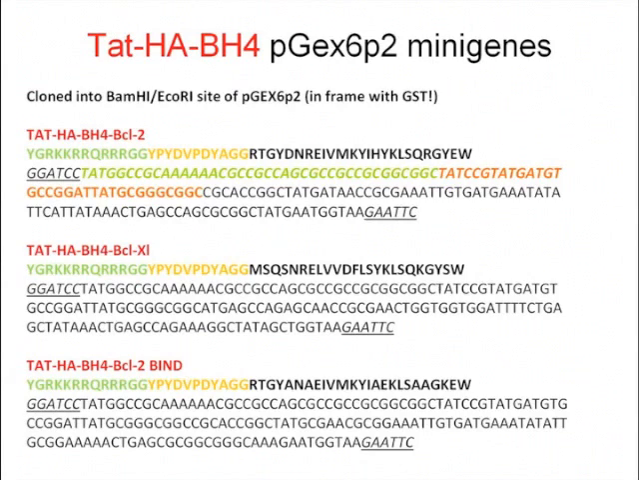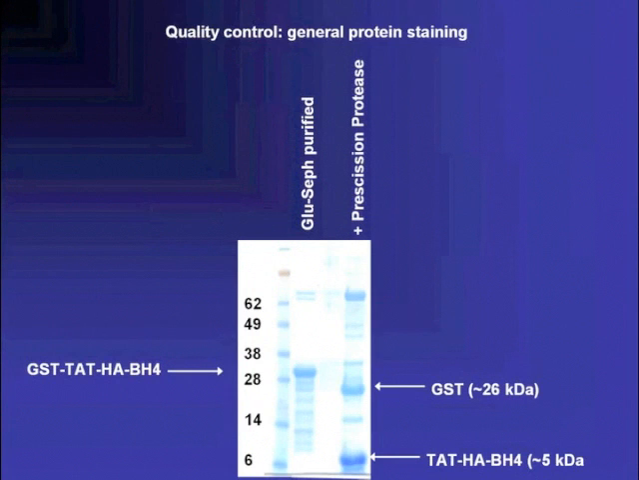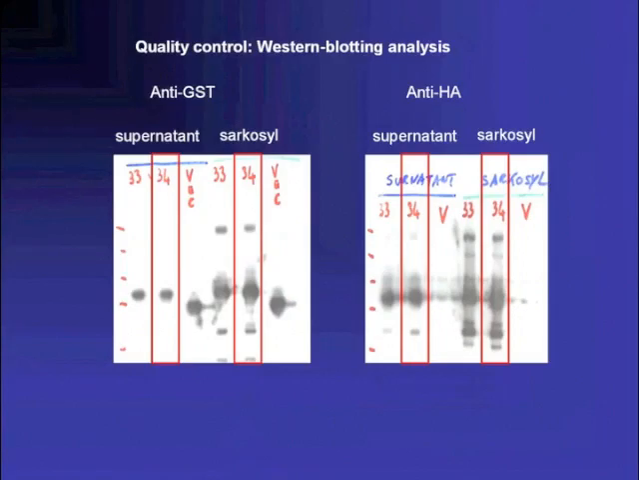This is just the 3 mini-genes we ordered and used in frame, in which we then have the different tags and the sequences present, including a stop codon in between these restriction enzyme sites, just for your interest. So we were able to very nicely purify these peptides, and I just show a Coomassie blue staining in which we purified the GST-TAT-HA-BH4 of BCL2, and we could cleave the fusion protein. That's very pure. We could cleave it here, and we would obtain the pure GST and the TAT-HA-BH4, which is about 5 kilodalton.